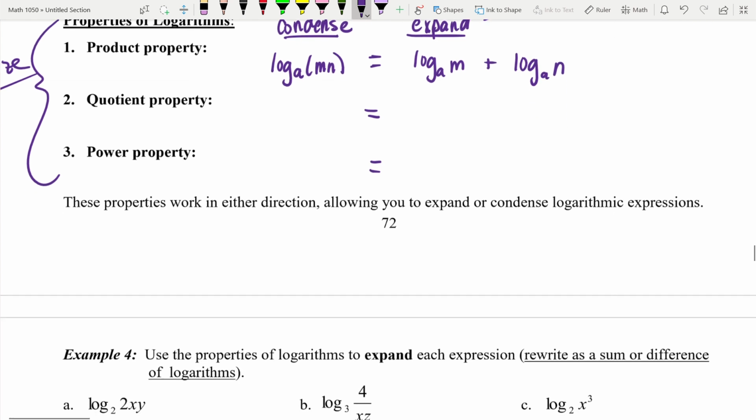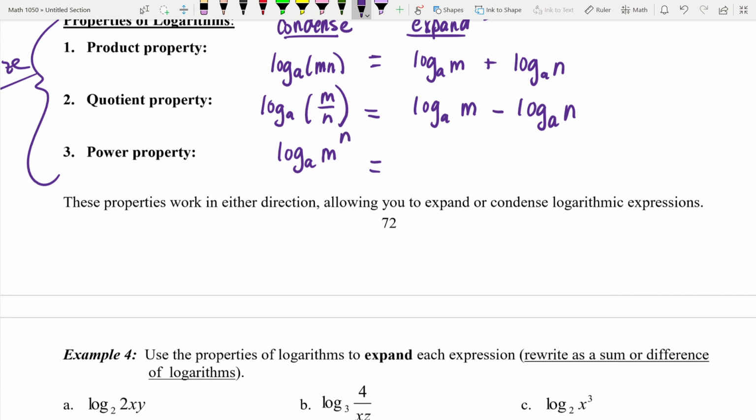Quotient. Quotient means what? Divide. So it's going to be log base A of m over n. What do you do when you expand if you divide when it's condensed? You subtract. Good. So it's log base A of m minus log base A of n. The power property, we've already talked about this. If you have log base A of m to the n power, when you expand it, you pull that n down in front. So it's n times log base A of m. That's it. Most of you knew those rules anyway, right?